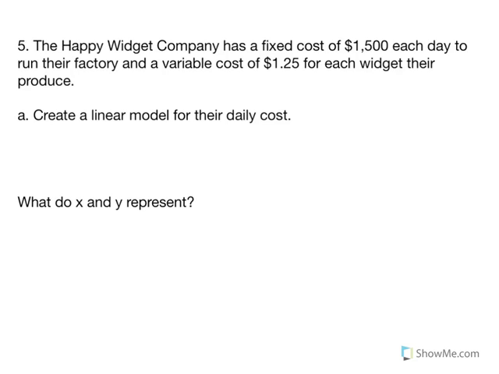And number 5, I don't know how you can't be happy when you're talking about the Happy Widget Company. They have a fixed cost of $1,500 a day and then a variable cost of $1.25 for each widget. So if we're talking about one day, we have $1,500 a day, so that's for electricity, water, whatever. And then each widget is $1.25, so that's my slope. Because if I only make one widget, it only costs me $1.25. If I make 10 widgets, it's $12.50, right? So that cost changes depending on how many widgets.